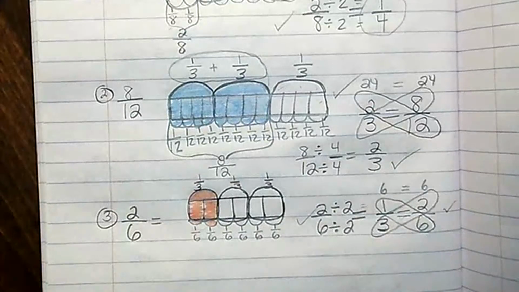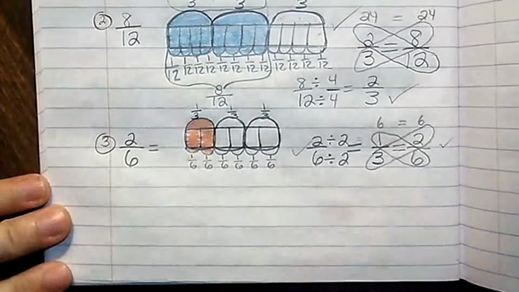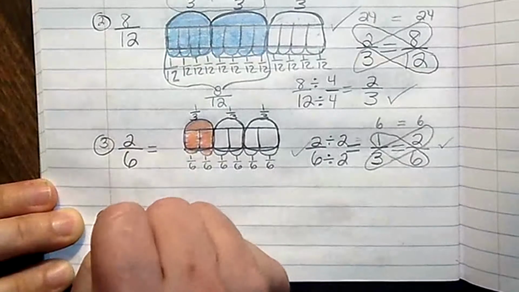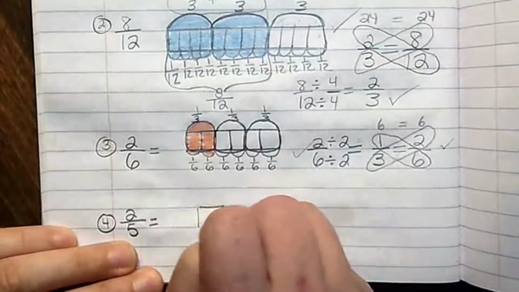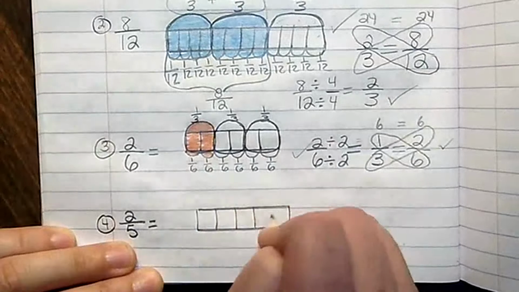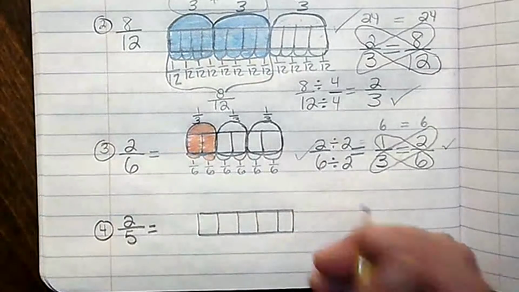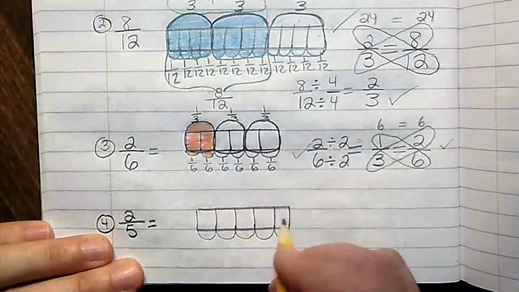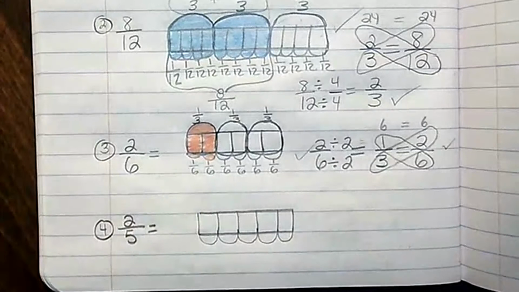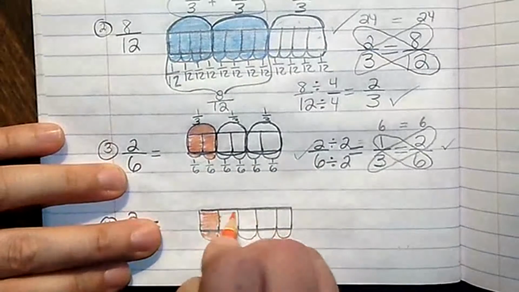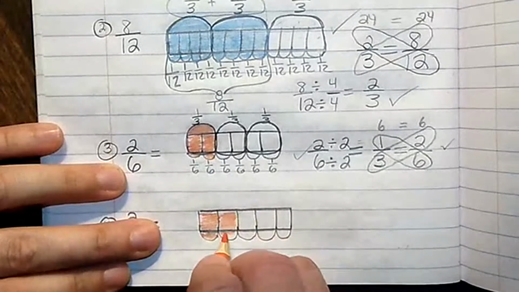Okay, last one we want to do. This is number 4, 2/5. I'm going to draw a chocolate bar. To get fifths, I need to make 4 lines. 1, 2, 3, 4. That gave me fifths. I'm going to count on the bottom. 1, 2, 3, 4, 5. To get 2/5, how many should I shade in? 2. 1, 2.